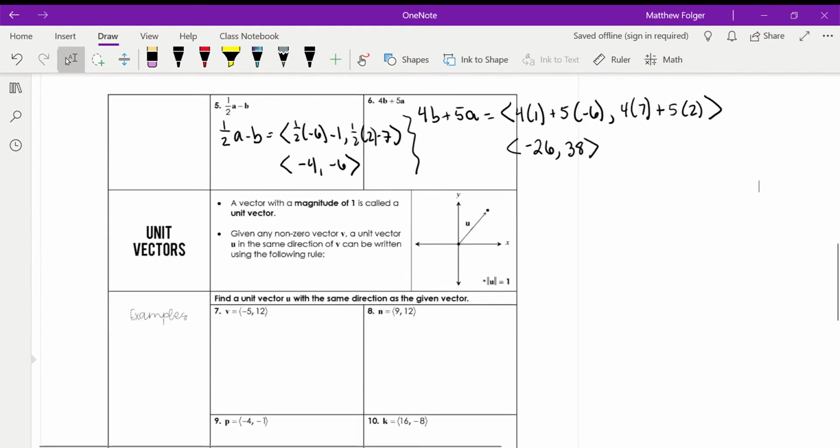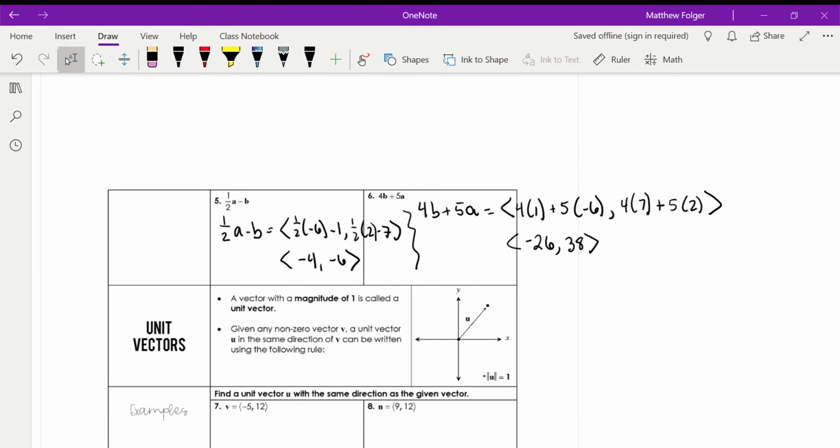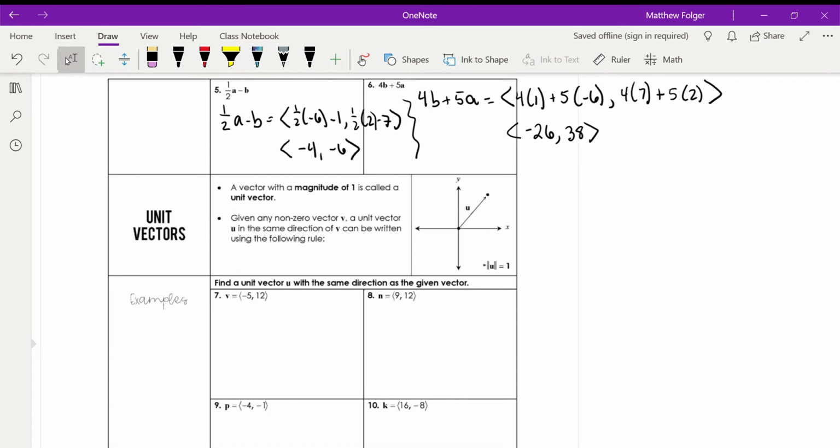So yesterday we talked about how to do operations with vectors: add, subtract, and scalar multiplication, meaning multiplying by some constant that makes it longer or shorter. All right. So another important concept with vectors is something called a unit vector. A unit vector, just like a unit circle, is a vector with a magnitude of 1.